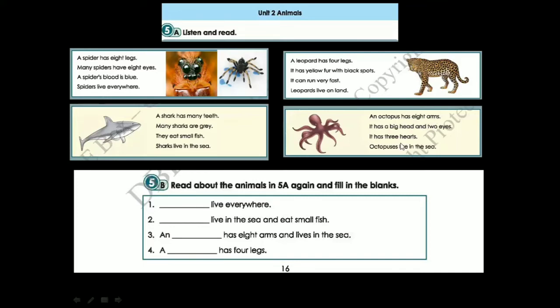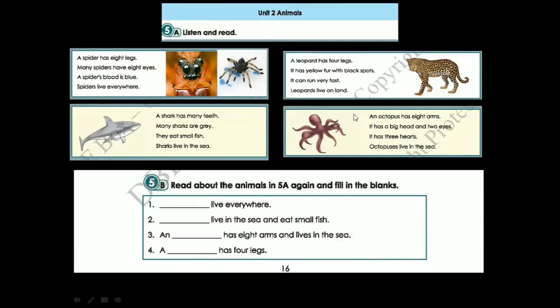All right, and then it has three hearts. Wow. It has three hearts. We have only one heart. Yeah. Octopuses live in the sea. Okay, let's read together. An octopus has eight arms. It has a big head and two eyes. It has three hearts. Octopuses live in the sea.